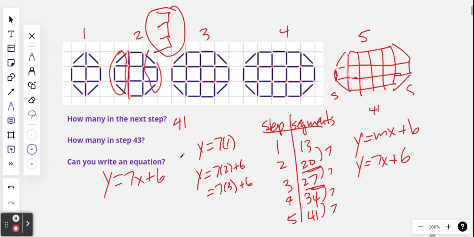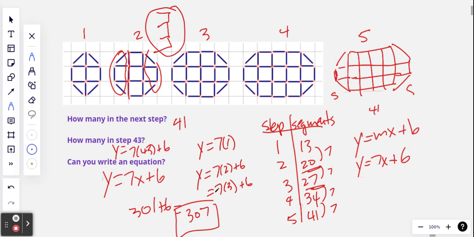And now we can determine the number in step 43 by just plugging in 43 there. So y equals 7 times 43 plus 6. And let's see, 7 times 43, 7 times 40 would be 280, plus 21 would be 301, plus 6 would be 307 line segments in step 43.